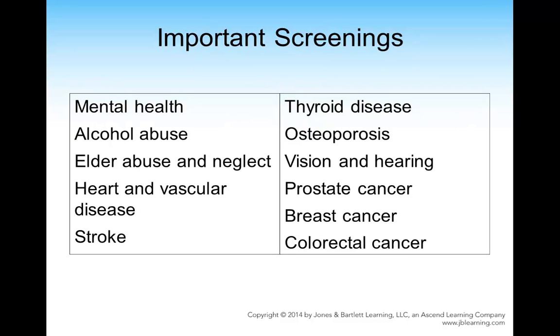We do recommend those important screenings. Again, we're talking about primary, secondary, tertiary care, but we want mental health and depression screenings. Are they abusing alcohol? Looking for elder abuse and neglect. Heart and vascular disease, stroke risk, thyroid diseases. Are they just not moving around because they're hypothyroid? Worry about osteoporosis and that bone demineralization and the increased risk for breaks, fractures and falls. Simple vision, hearing, and screening for safety. Prostate cancer, breast, colorectal. Those are all things that should still be screened.